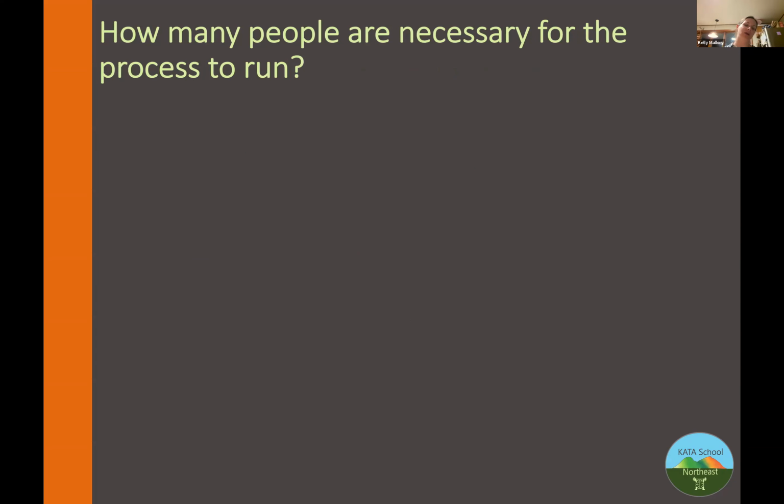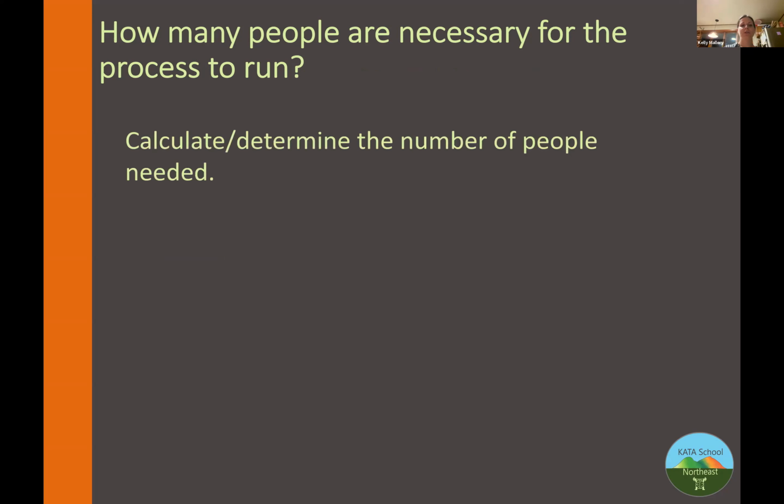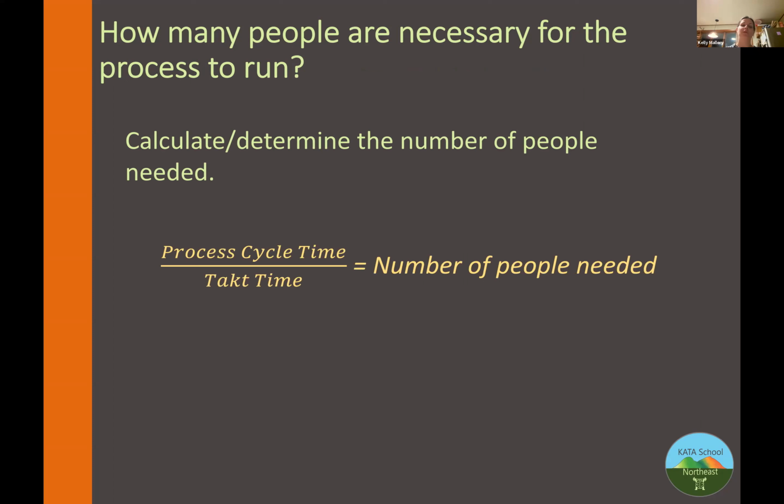Next up is to answer how many people are necessary for the process to run. So this is where you can calculate or determine the number of people needed. If you have a process that has concrete process time and takt time, then it's easy to calculate the number of people needed by just dividing the two.